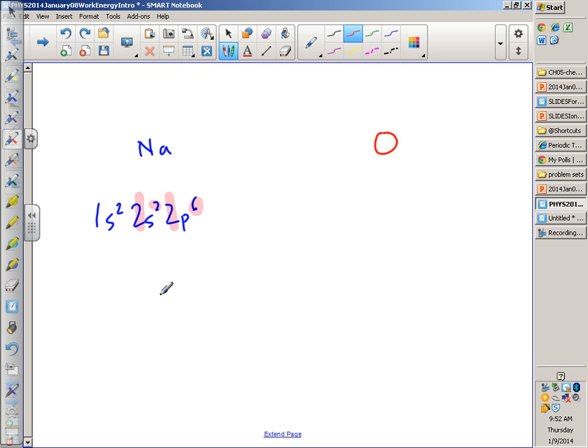Nora, go ahead. It's not an isotope. Isotopes have different numbers of neutrons. Is it an ion? It's an ion, yes. Go ahead, Nora. Hold on, we'll get to that question, okay?